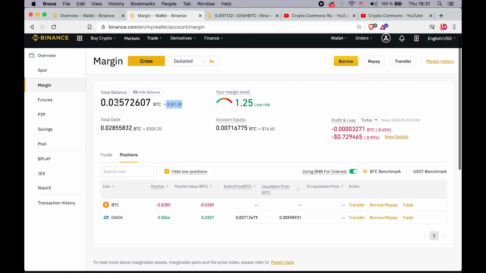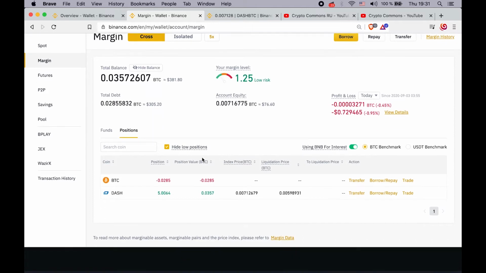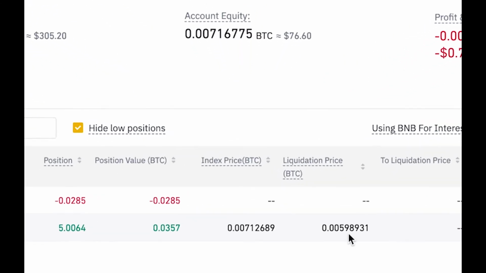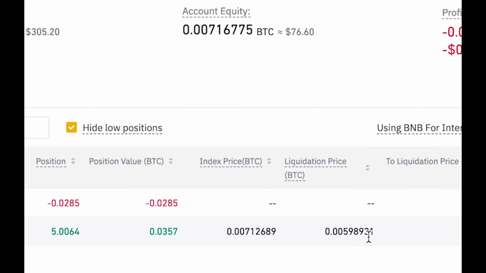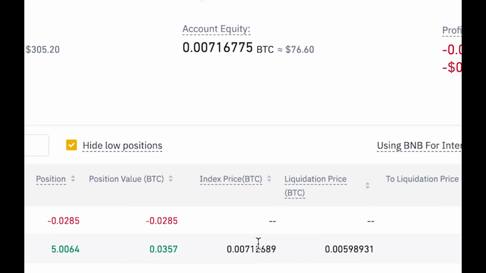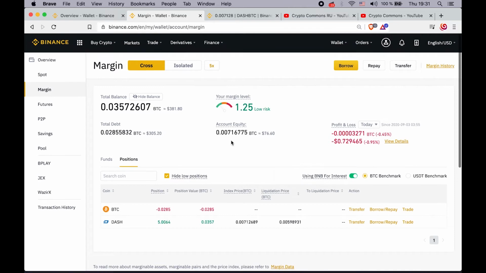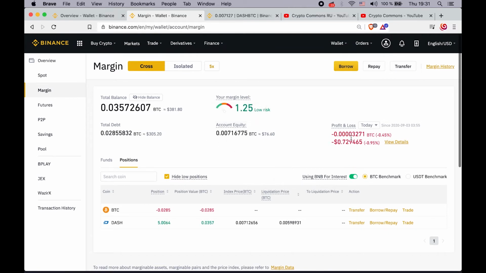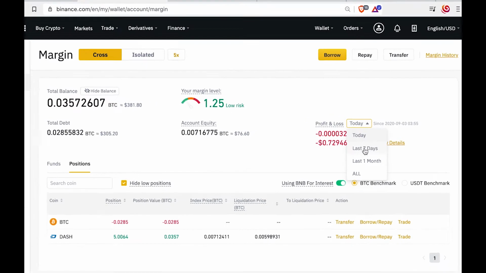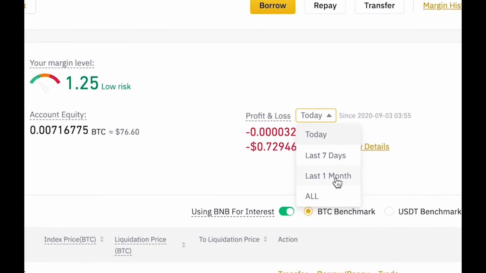Now we see low risk because position is not going against us. Now we see our liquidation price in BTC. Now it's 0.059 BTC when market price is 0.0071 BTC. Here you can look at your profit loss for today, for past week, last month, or all.